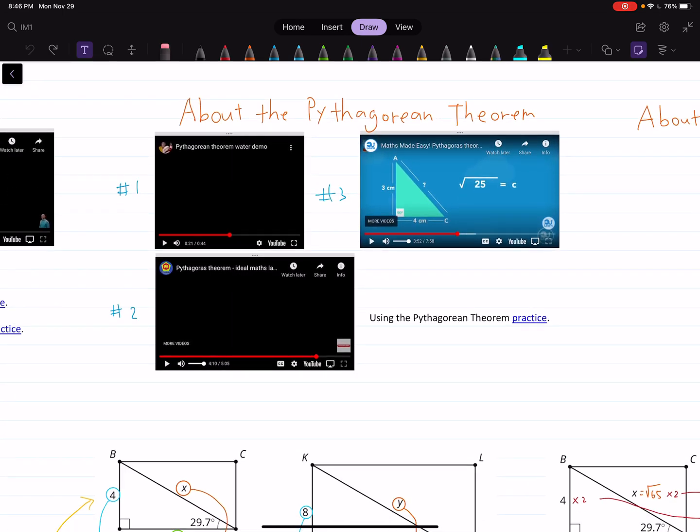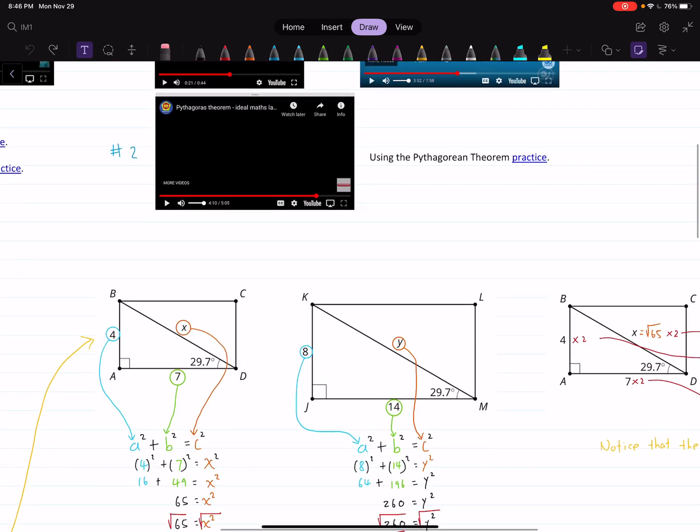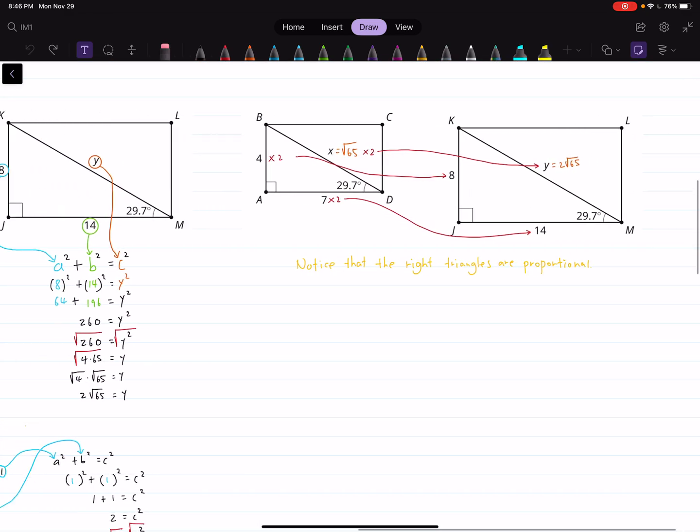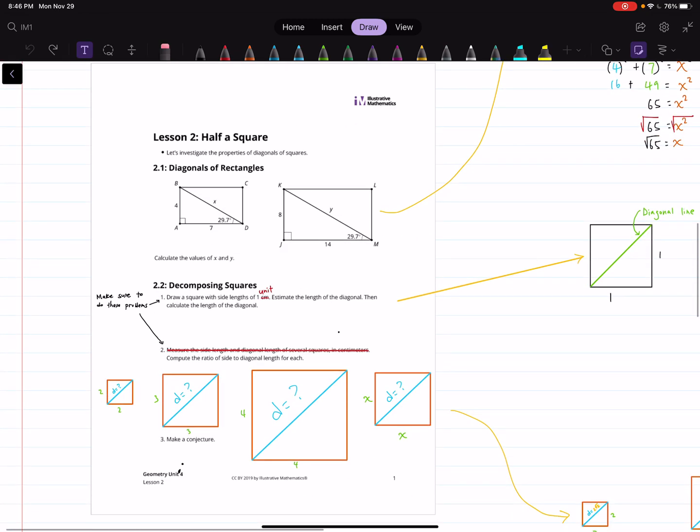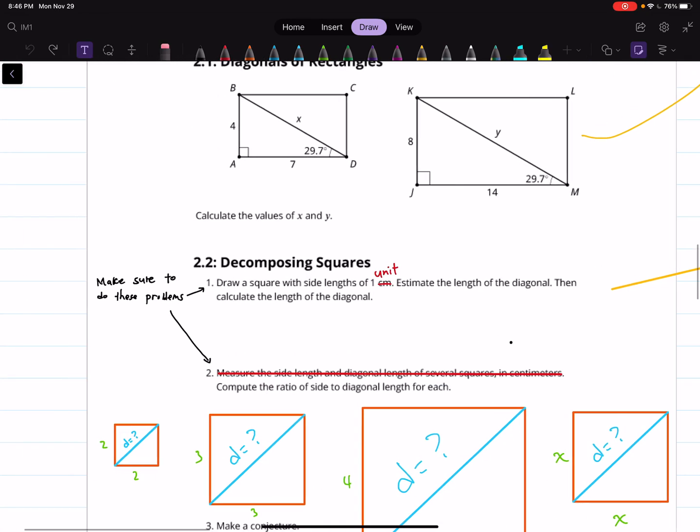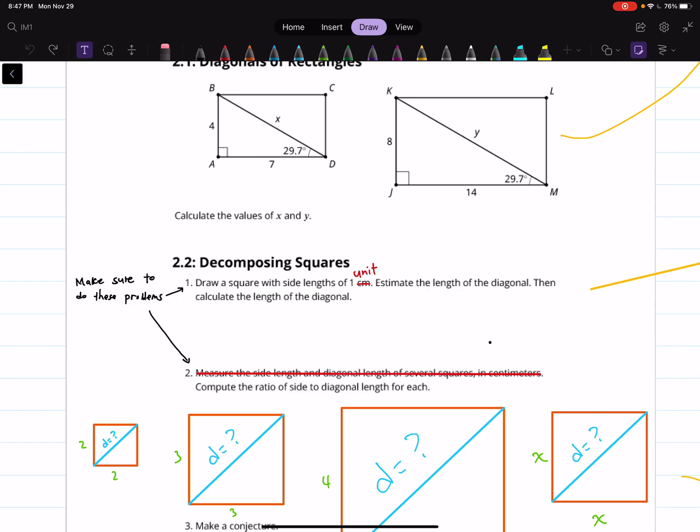I do encourage you to pause the video now, watch this video, and take notes, because you need to know how to do that in order to solve the rest of the problems. So now let's go into our number 1. It says draw a square with a side length of 1 unit. Estimate the length of the diagonal, then calculate the length of the diagonal. I want you to pause the video right now and try this problem on your own. Draw a square with a side length of 1 and estimate the length of the diagonal.